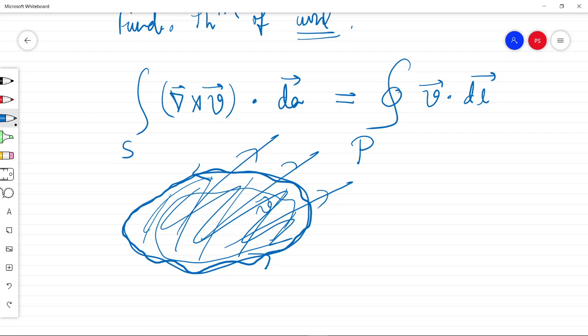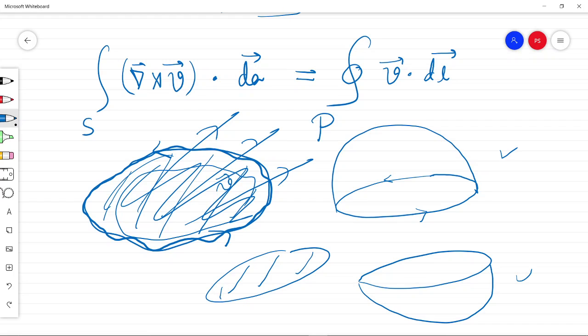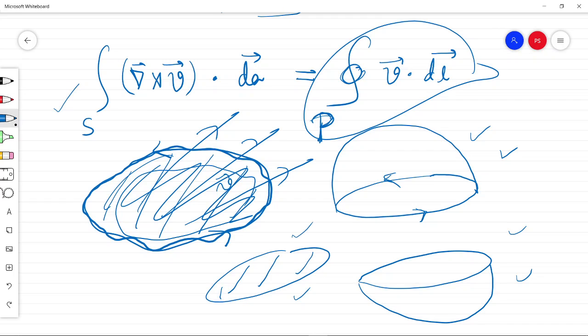Now we should note that this surface need not be unique. That is, if we take a path which is of circular nature, the surface could have been a spherical dome upwards, a spherical dome downwards, or a flat disk. In all these three cases, though the surfaces are different, since the boundary is the same and the right hand side only involves a closed integral over a given path or boundary, the values of the left hand side for all these cases will be the same.